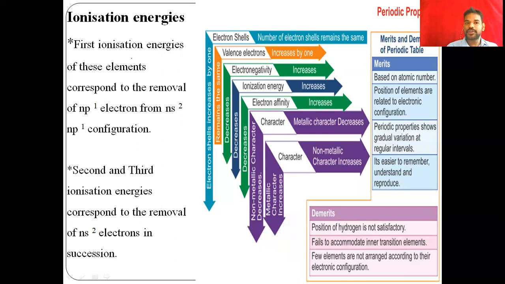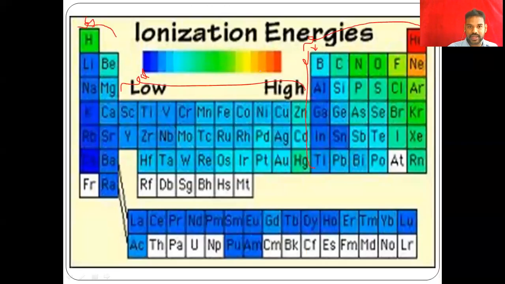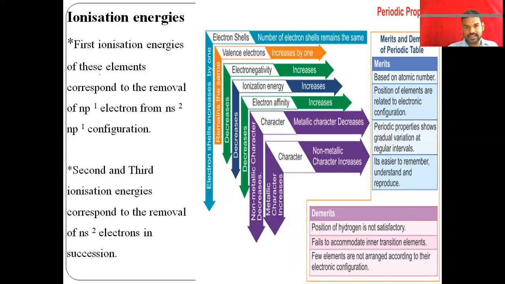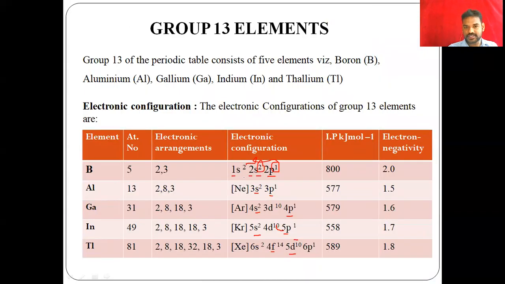And here, before going to the ionization energy, there are some characters you have to know. So, for example, electron shell. Here, as I explained, down the group the number of electron shells increases. The number of electron shells remains the same along the period. Along the period, the number of shells remains the same. I already explained what a shell is. So first shell, second shell, that means K, L, M, and these are the shells.